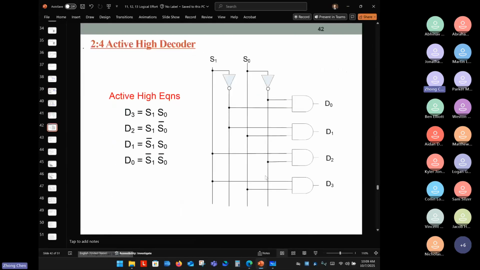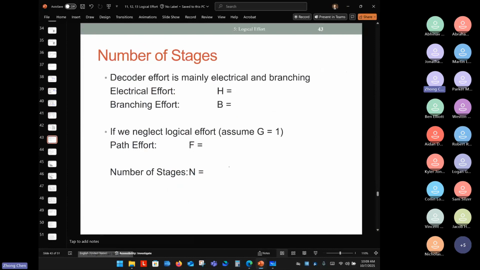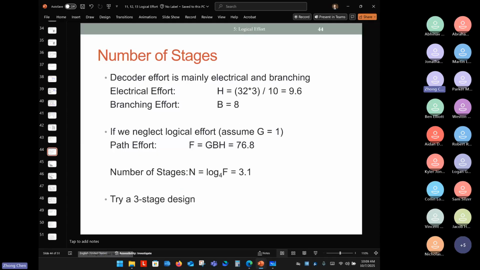Okay, this is the circuit. Electrical effort is pretty straightforward: 32 times 3 that is being given, divided by the input, which is 9.6. And G, let's assume G is equal to 1, which is a very bold, very rough estimation. Because you can argue that if I use a NAND gate, the logical effort is not 1, it's like 4/3 or something, a little bit over 1.